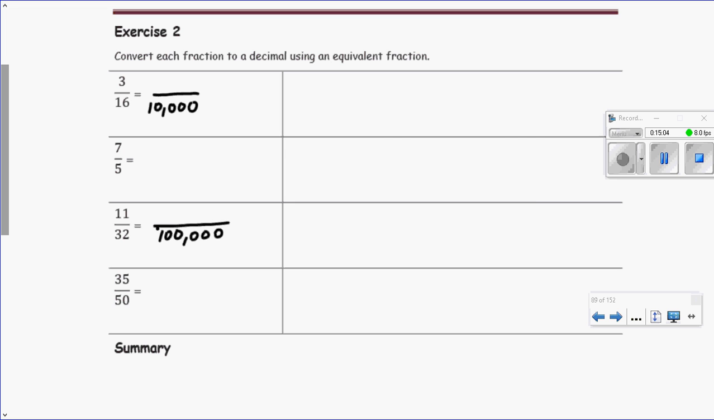So for 7/5, make it a mixed number first. 7 divided by 5 is 1, and there's 2 left over. Okay, so go ahead and try to change this one into a decimal, and then same thing with the last one. Change this one into a decimal. So in order to change it into a decimal, you need the denominator to be either 10 or 100 or 1,000. So pause it, try it, and then see how you did.